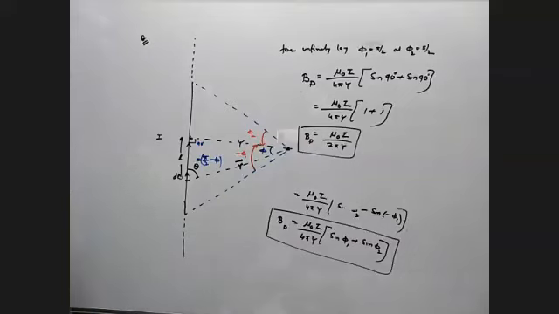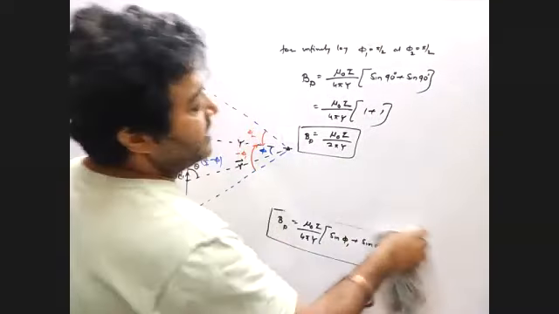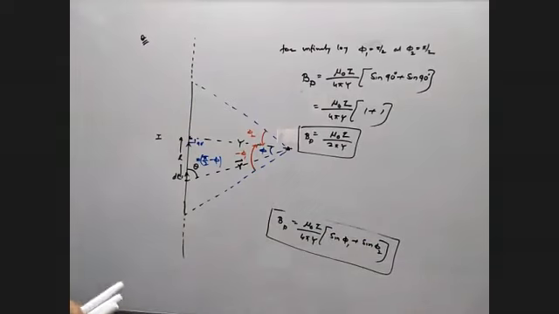Yes, sir. So this is for an infinitely long wire. The magnetic field at point P is mu naught I by 2 pi y. That is for the infinitely long wire. Sometimes the examiner can ask you not the infinitely long, but the semi-infinitely long.